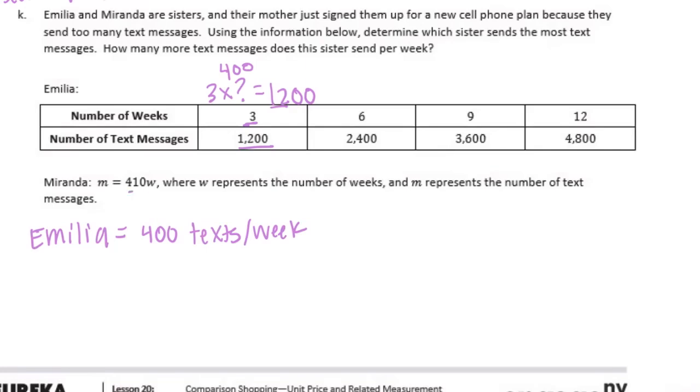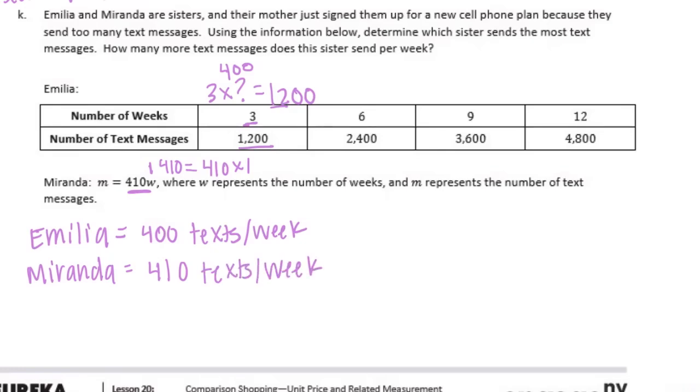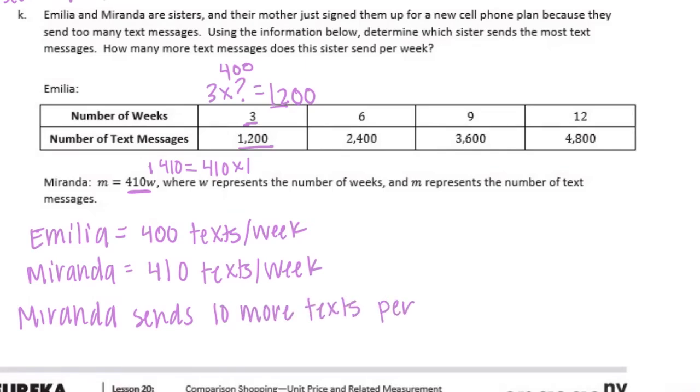And it looks like Miranda, M equals 410W, where W is the weeks. So if it was 1 week, and M represents the number of text messages, 410 times 1 week would be 410. So Miranda sends 410 texts a week. So we can say that Miranda sends 10 more texts per week than Amelia.